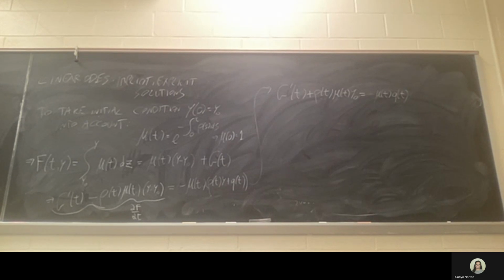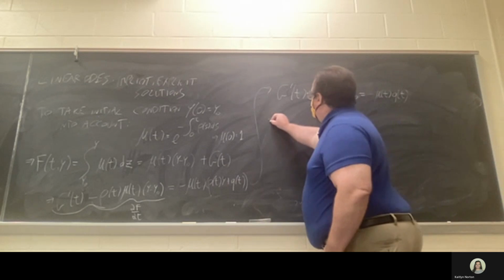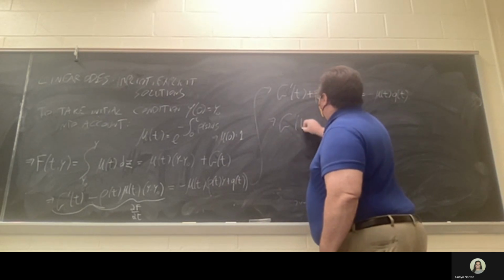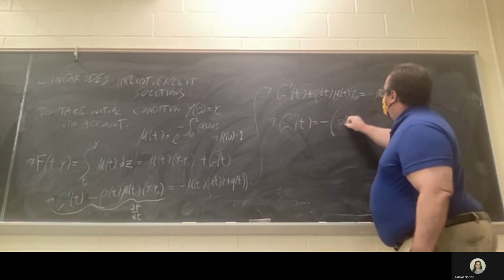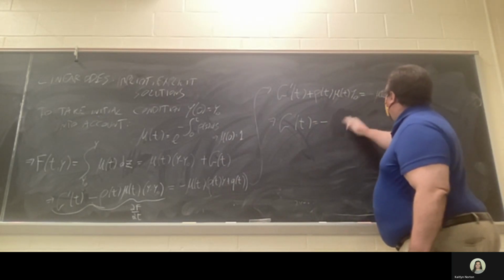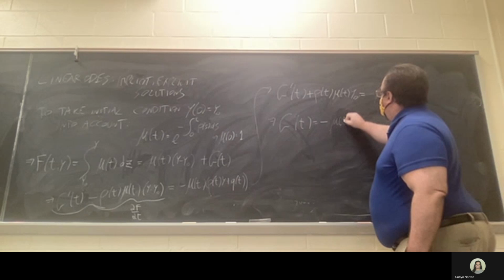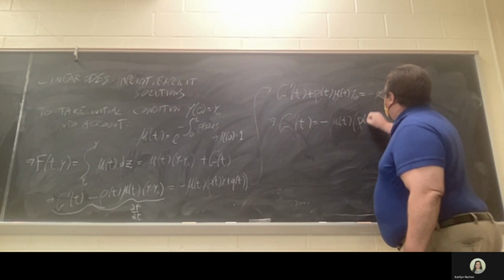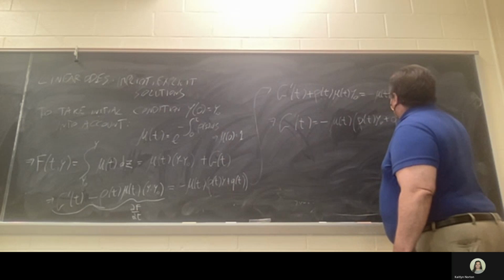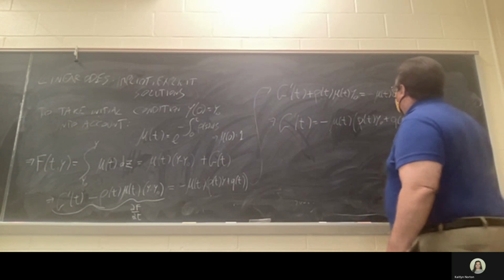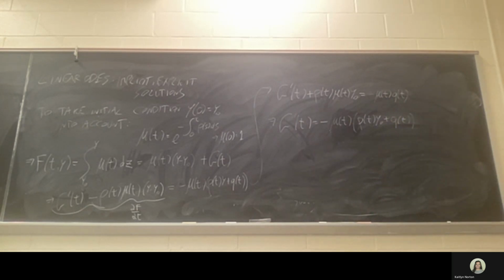You said there were some cancellations that took place that we just didn't fully work out. Yes. Okay, so g prime of t is equal to minus mu of t times p of t y naught plus q of t.